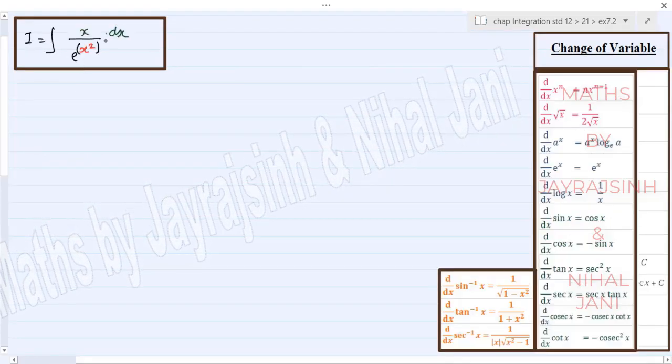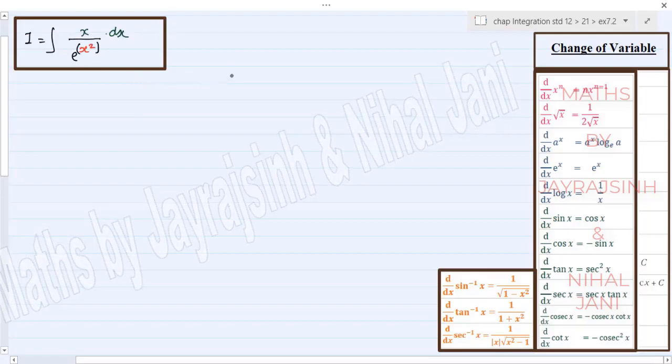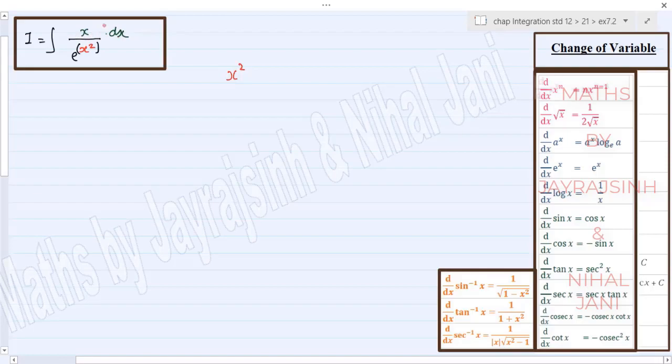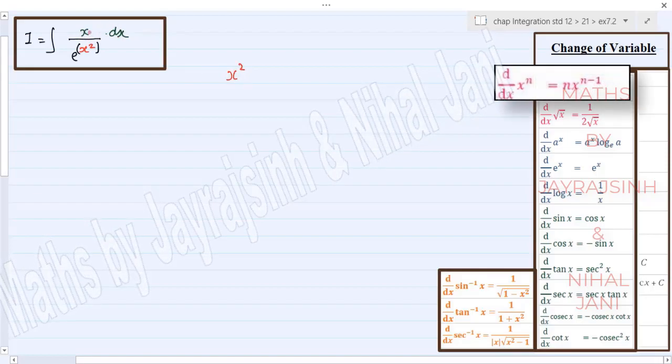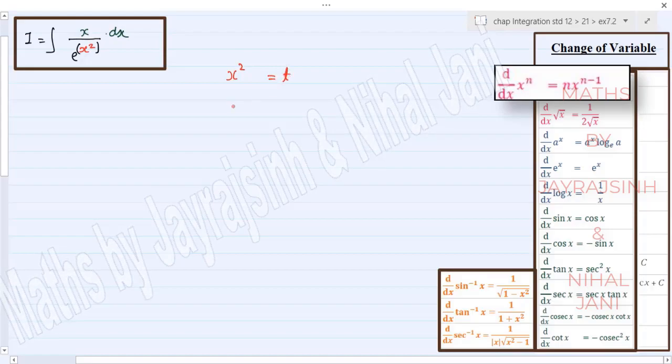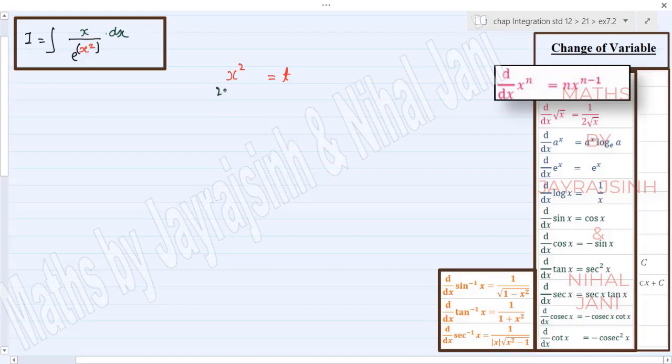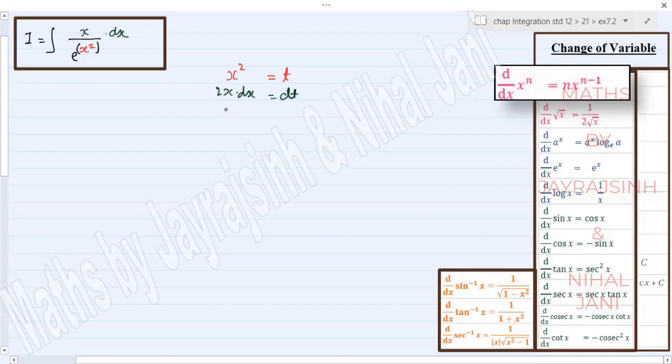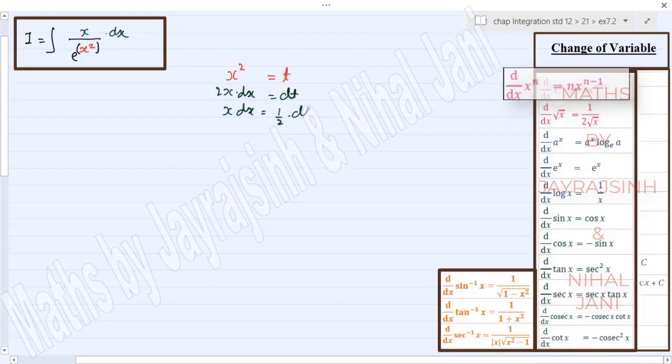Here we have to integrate x upon e raised to x square. Here x square is your inner function, and its differentiation can be set within the multiplication of dx. So let's assume x square is equal to t. Differentiate both the sides, we will get 2x dot dx is equal to dt, or we can say x dx is 1 upon 2 dot dt.